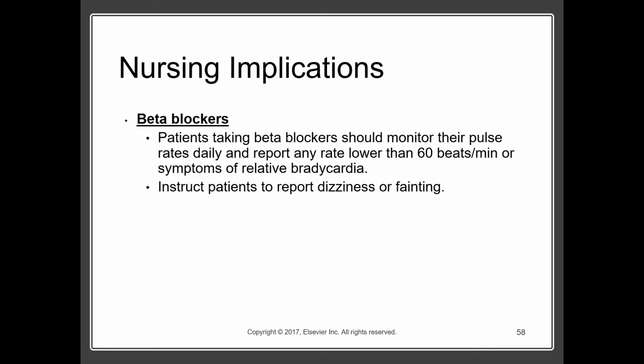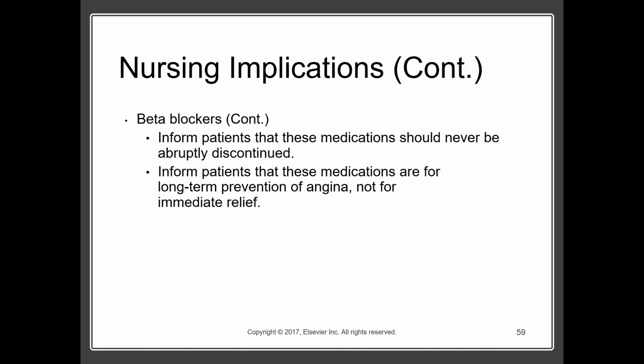Okay, beta blockers. So remember, heartbeat 60 or above. Below that, be careful. Tell them about dizziness or fainting. Fall risk, people. Fall risk, beta blocker. Inform the patients they should never stop this abruptly, and I believe that has to do with a rebound hypertension. They could go into any type of antihypertensives you don't want to stop suddenly.